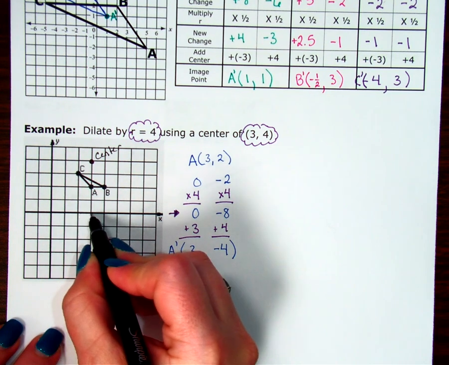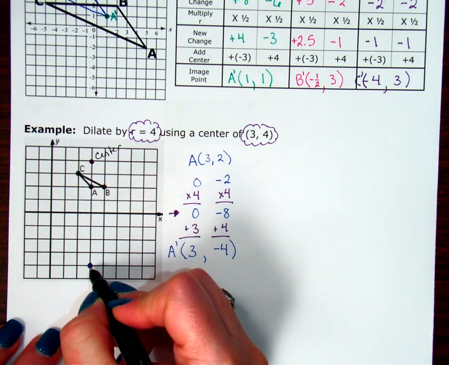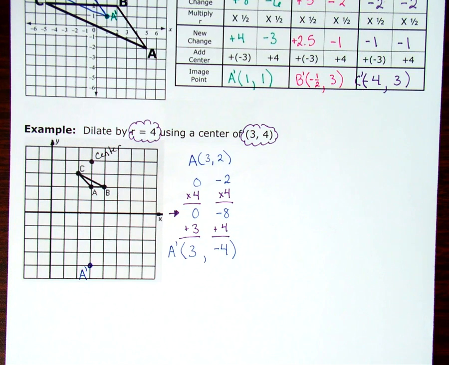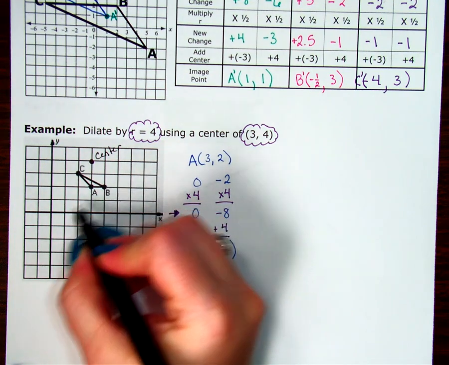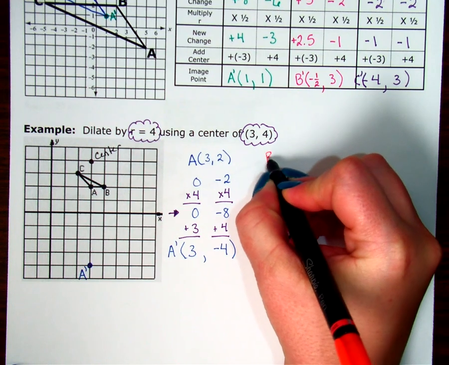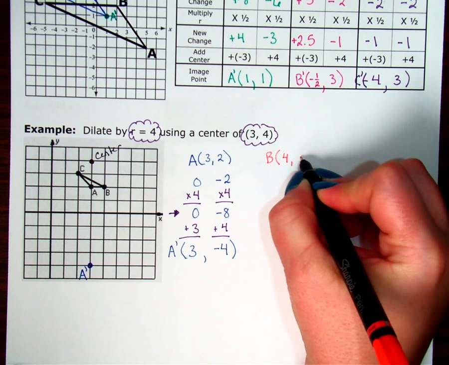1, 2, 3, negative 4, A prime. Okay, let's do the exact process for B prime. My point B right here is 1, 2, 3, 4, up 2. So B is at (4, 2).